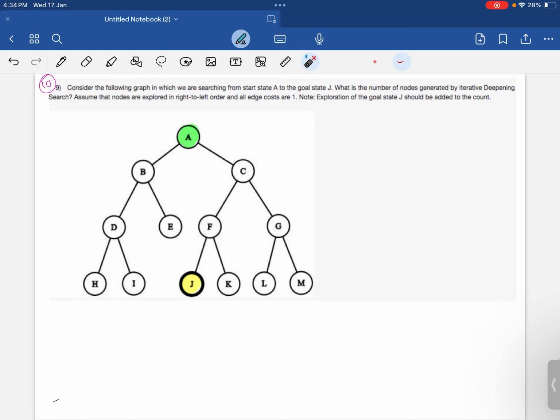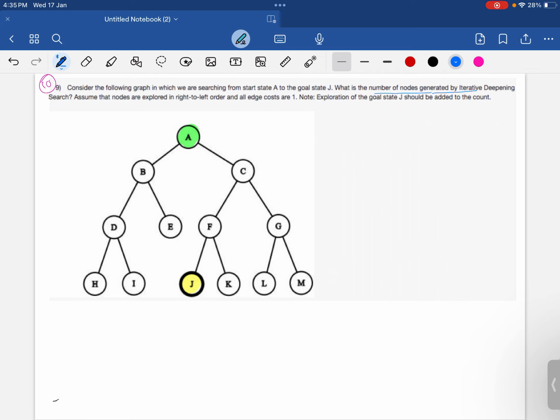Again, IDS uses the DFS and BFS. It will first fix the depth, then it will do the DFS. If it finds the goal, then it will stop after that, and otherwise if it doesn't find the goal at depth D, then it will further explore the depth D plus 1. This is how the IDS works, but we have to find the number of nodes generated by this.